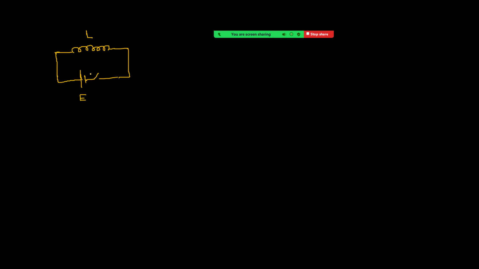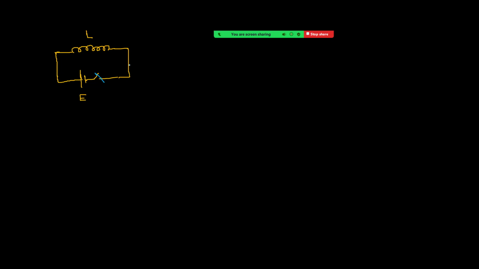Also, we have to find out the energy stored in the inductor, right? Let us see what happens when the switch is closed. So once the switch is closed, current starts increasing from zero, right? And we know that the role of an inductor is to oppose change in current. That means if current is increasing, it tries to decrease it. If current is decreasing, it tries to increase it, right? Now here current is increasing, so it tries to oppose that.